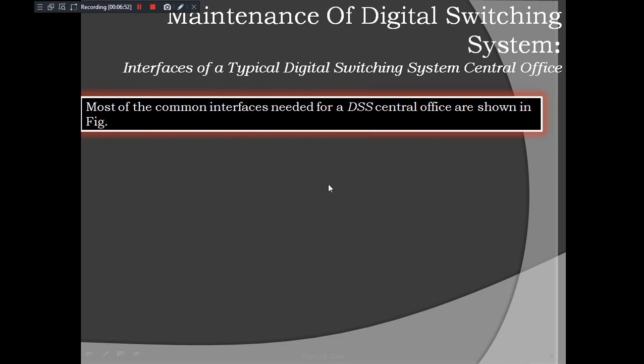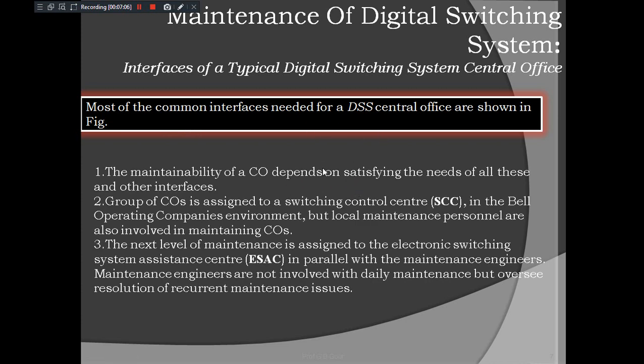After this brief discussion about the maintainability of DSS, let us see what the interfaces of a typical DSS could be. The most common interfaces required for a DSS central office have many blocks. Of these, the main blocks are the switching control center and the ESCC, the electronic switching assistance center. These two blocks are very important and form the main basis for the interfaces to a typical DSS central office.